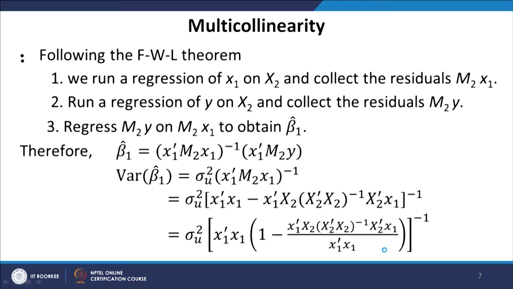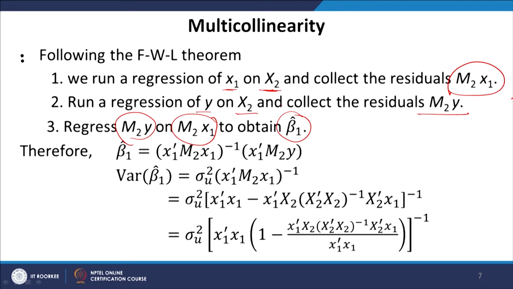Following the Frisch-Waugh-Lovell theorem, we run a regression of x1 on x2 and collect the residuals M2 x1. So, we are trying to find out how much of x1 is explained by x2, that is, all the other independent variables. In order to do that, we first run a regression of x1 on x2 and collect the residuals. Then we run a regression of y on x2 and collect the residuals M2 y. Now, if we regress M2 y on M2 x1, then we will obtain the estimated value of beta 1 hat.